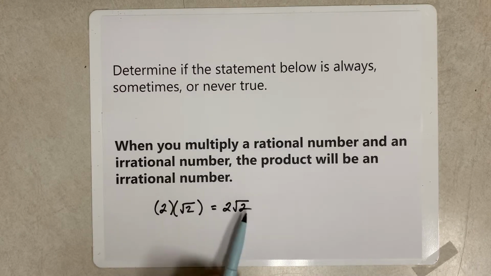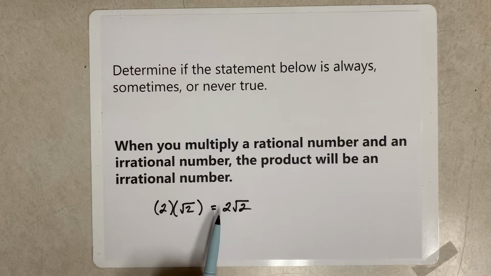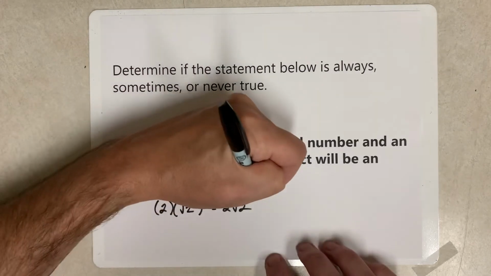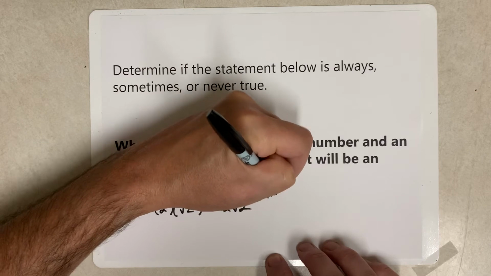Well, that number right there we already talked about. The square root of 2 is irrational. Doubling it doesn't really help you at all. And if you put this in the calculator, it's still going to be irrational. It's just double this that was irrational to begin with. So the thing is, when you multiply these together, you're going to get an irrational number.